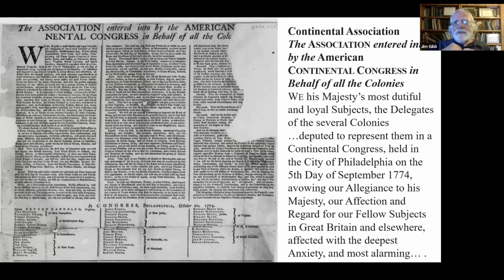The association entered into by the American Continental Congress in behalf of all the colonies. We, His Majesty's most dutiful and loyal subjects, the delegates of the several colonies, deputed to represent them in a Continental Congress held in the city of Philadelphia on the 5th day of September, 1774, avowing our allegiance to His Majesty, our affection and regard for our fellow subjects in Great Britain and elsewhere. Here again, they're not screaming radicals. They're not saying down with the king, off with his head. They're announcing their loyalty to the crown.